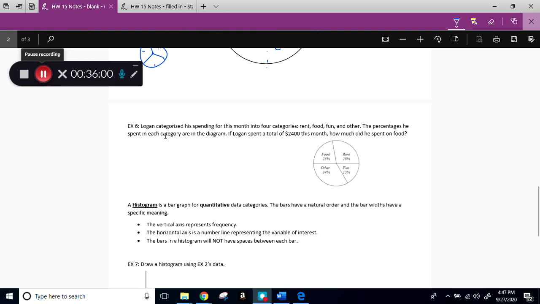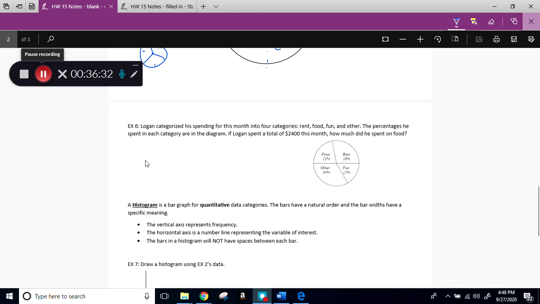Reading this, Logan categorized his spending for the month into 4 categories: rent, food, fun, and other. I wish that's all the categories I had to have. Rent, I got my food covered. Let's do lots of fun. Maybe make that one a big percentage. And then other, that could be lumped a lot of stuff in there. The percentages he spent on each category are in the diagram. If he spent a total of $2,400 this month, how much did he spend on food?